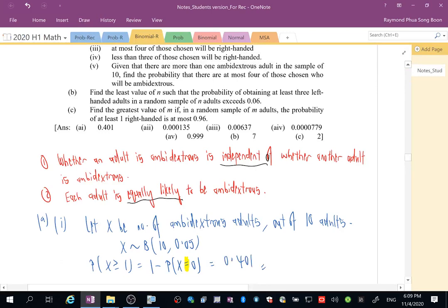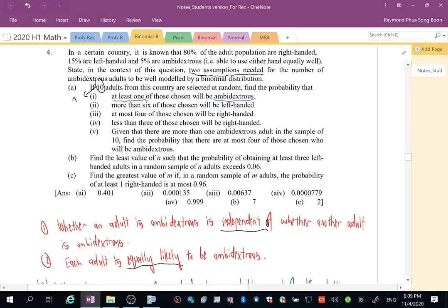Okay, let's look at part 2. In part 2, we want to find the probability that more than 6 out of these 10 adults will be left-handers. So now we are concerned with the number of left-handed adults out of these 10 adults.